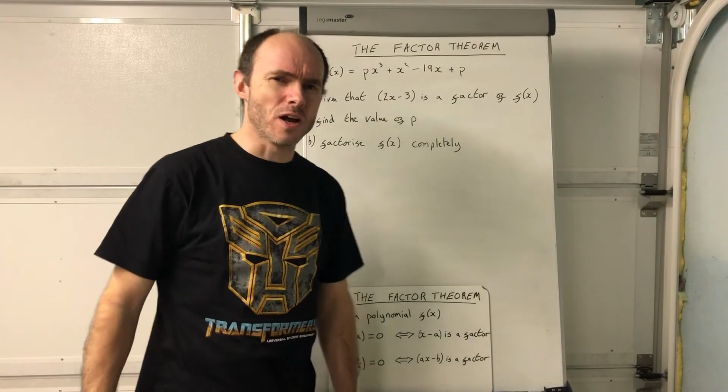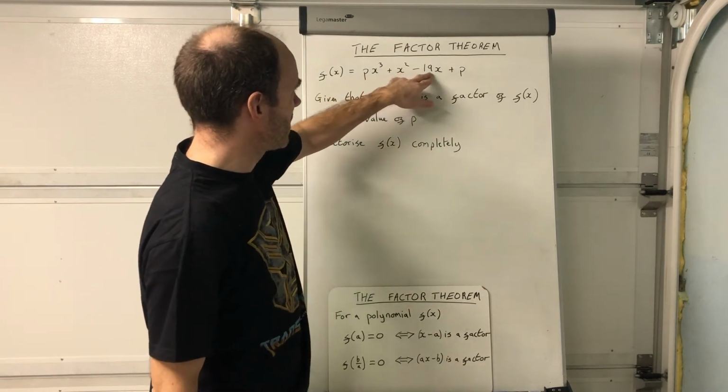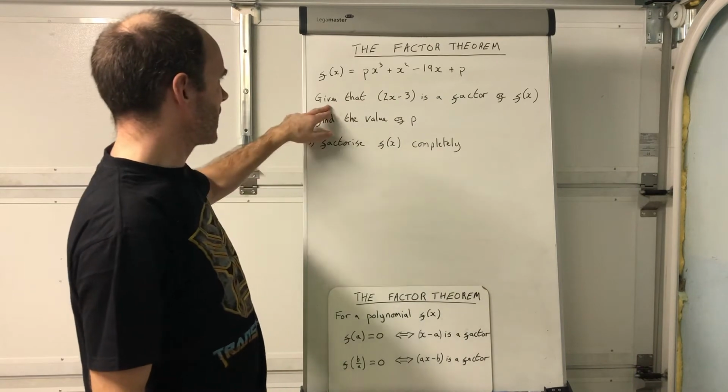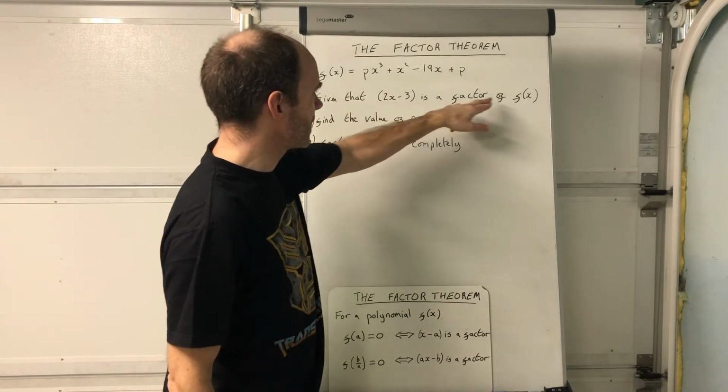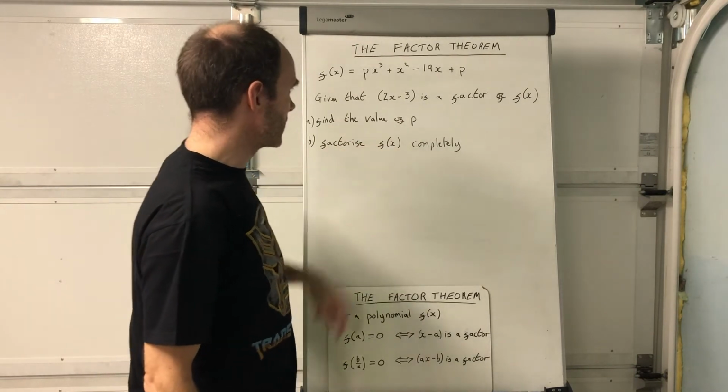Okay, let's take a look at this example. We've got f of x is p x cubed plus x squared minus 19x plus p. Given that 2x minus 3 is a factor of f of x, find the value of p. And then factorise f of x completely.